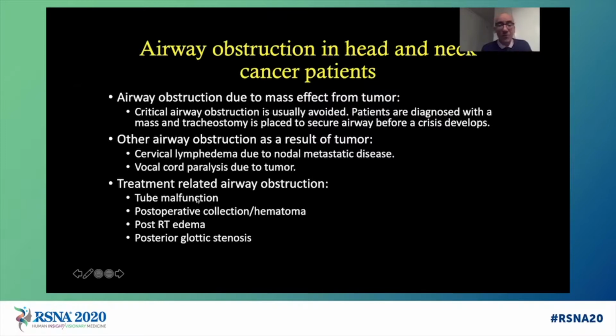So these patients have tracheostomy tubes very commonly, and there are a number of complications that they can have that are not specific to head and neck cancer patients, like obstruction by secretions or granulation tissue or by hemorrhage. Patients who recently had surgery can have postoperative collections or hematomas that affect the airway.